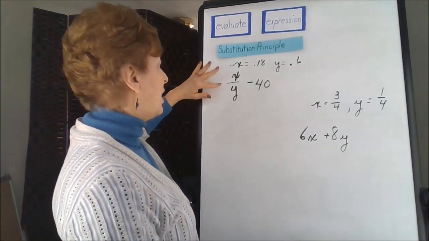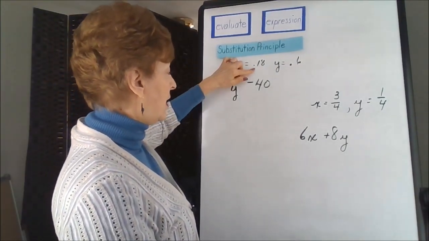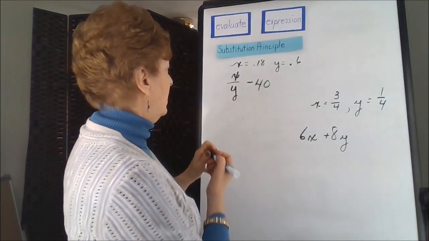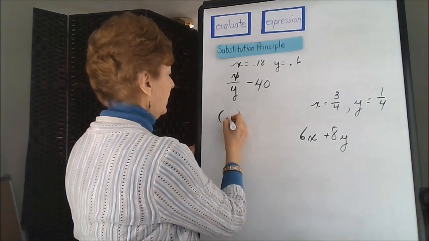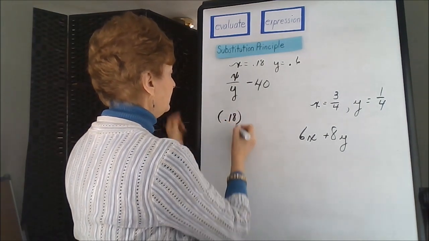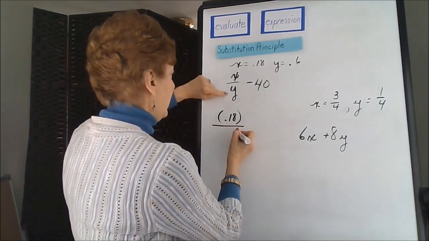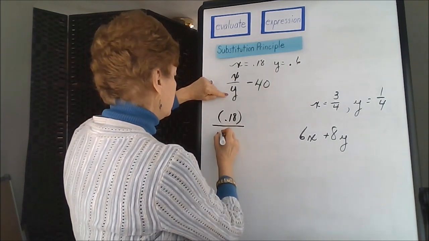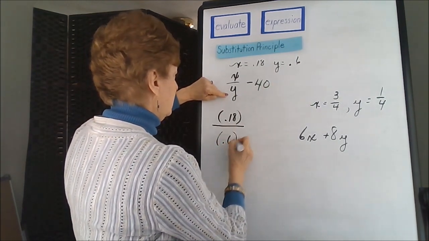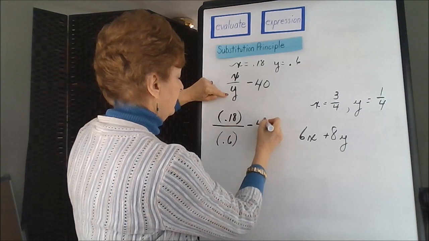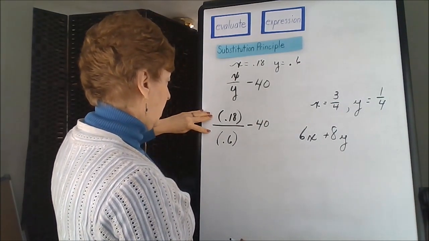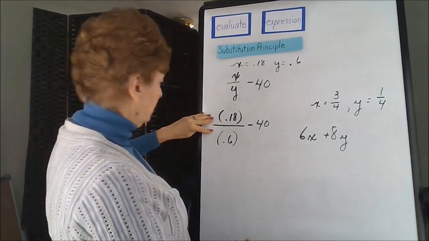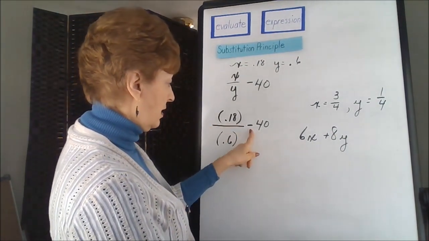Next, we're going to substitute decimals this time. Our x term is 0.18 divided by our y term, which is 0.6 minus 40. All right, the decimals, this is a division problem and a subtraction.